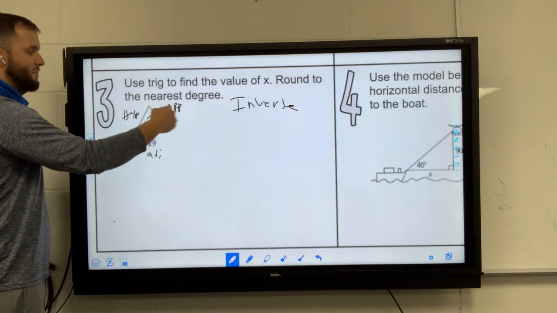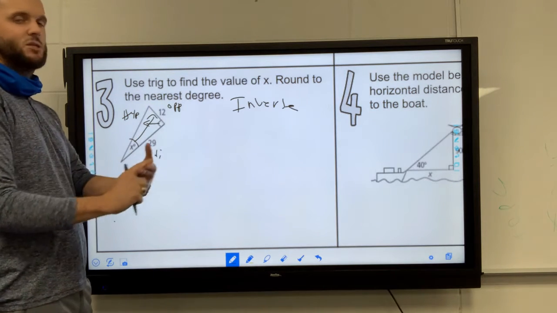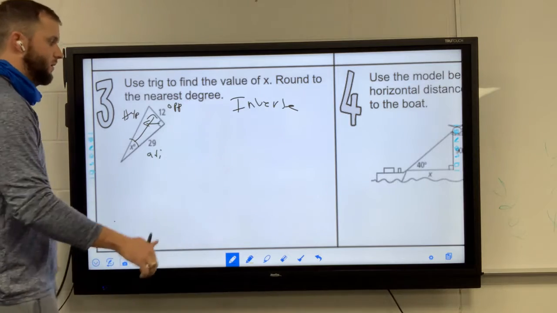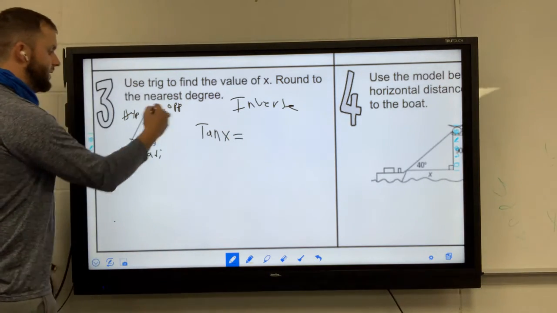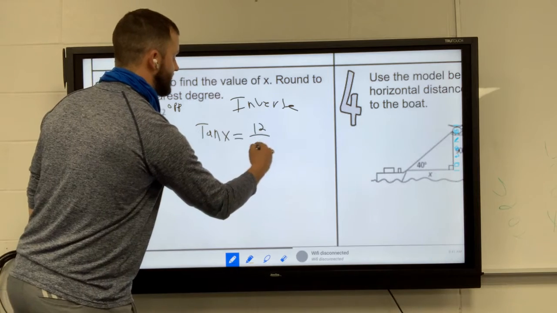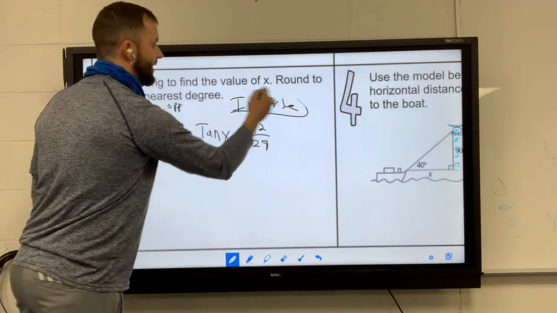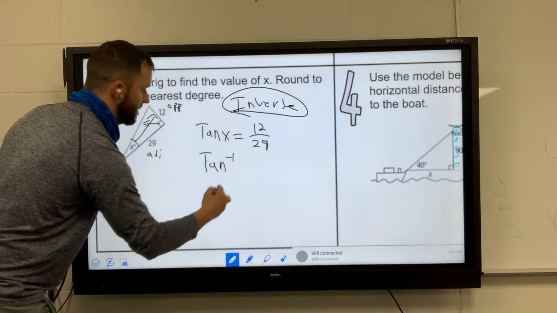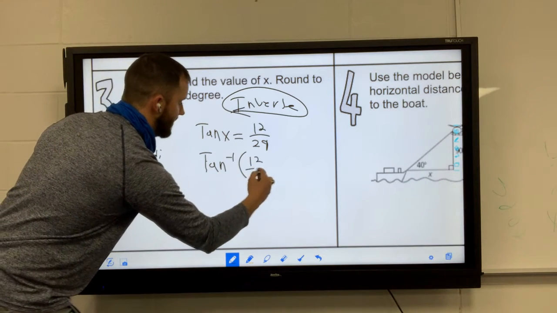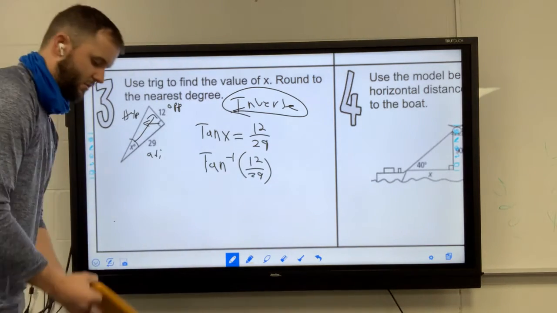So I have my opposite side, I have my adjacent side, so automatically opposite and adjacent is going to be the tangent ratio. So I'm going to be doing the tangent of x is going to be equal to the opposite over the adjacent. So with that being said, I know I'm using the inverse. So in my calculator, I'm going to do inverse tangent, and then in the parentheses, all I have to do is type in the 12 over 29 inside those parentheses.